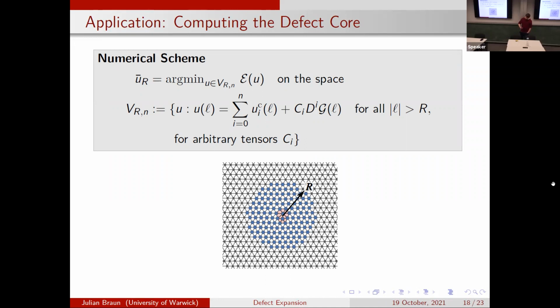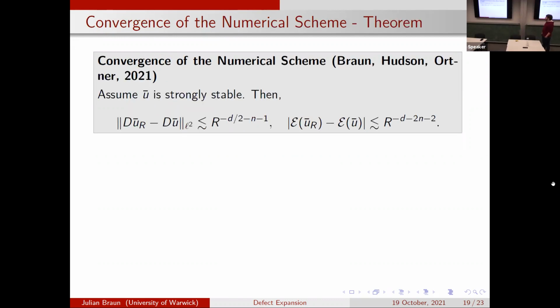Now, there's a slight caveat, namely that these tensors in the multipole expansion depend on the defect form. So one way to write it down at first is you say, okay, let's just leave them as degrees of freedom as well. So this is what I wrote down here. The degrees of freedom are all the atom positions in the interior, as well as the tensors in the multipole expansion. And if you do that, we have a nice numerical analysis theorem.